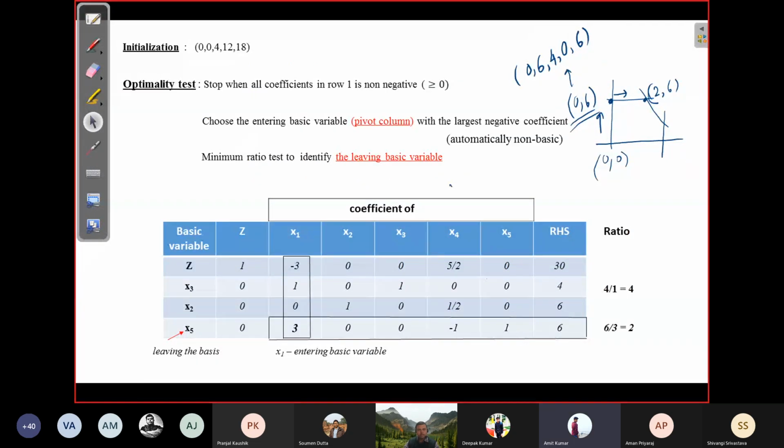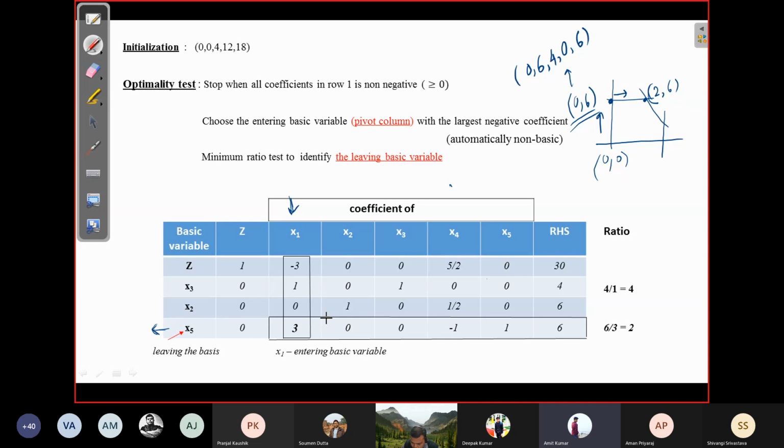So first tell me, you have this table, right? Yeah. So which one will enter? X1 will enter and X5 will leave. You chose X1 by comparing the coefficients, this -3 and 5/2, right? Yeah. Okay, so the most negative, this one. And by doing the minimum ratio test, you have chosen this X5, isn't it? Yeah. Okay, so it has left, fine.